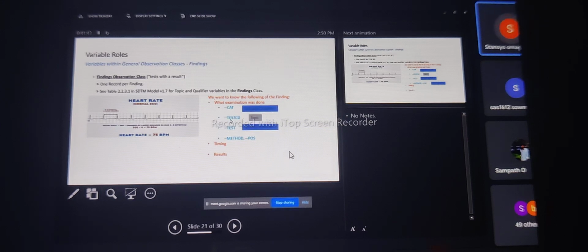Is there any clinical trial where ORRES and STRESC would be the same or different? In the trials, ORRES and STRESC would be similar or different? It's different, sir. And would it always be different, or only in a few cases?